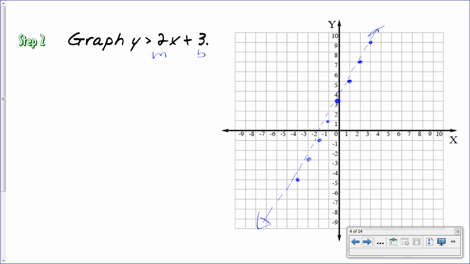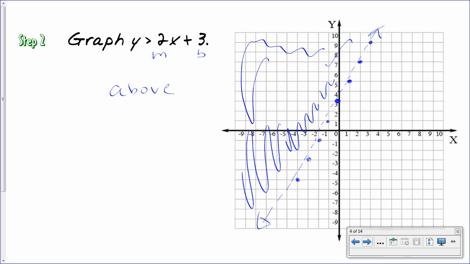Make sure that you go all the way out to the edge. Is the inequality symbol opening to the y? Then we shade above. Above is going to be all this space over here. Then I include dots that are on the line as solutions to this equation.